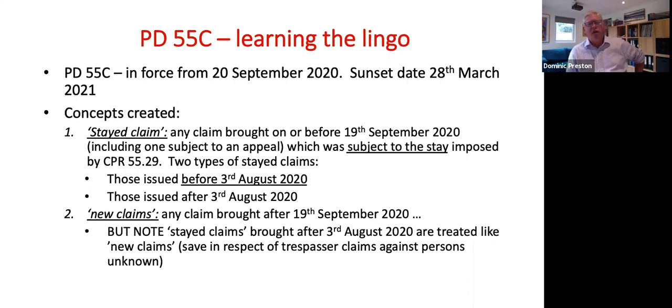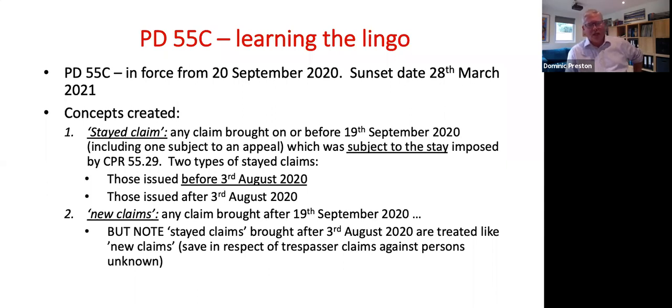There are 2 types of stayed claims, and there's only 2 types in the sense that the practice direction deals with these 2 types differently. So the first type is all stayed claims issued before the 3rd of August 2020, and then there's all those issued after the 3rd of August 2020.